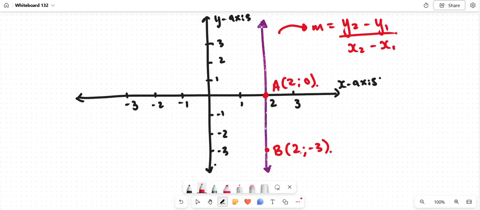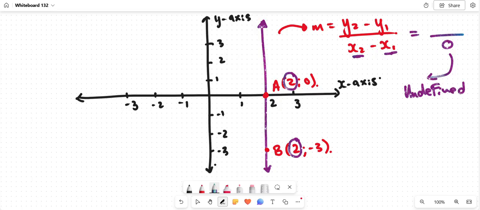And if I were to use these two to actually solve for the gradient, I would then notice that since the x values do not actually change, the difference of these two x values would give me a 0 at the denominator. And anything that is divided by 0 is called undefined. So what is the gradient of a vertical line? The gradient of a vertical line is actually undefined.